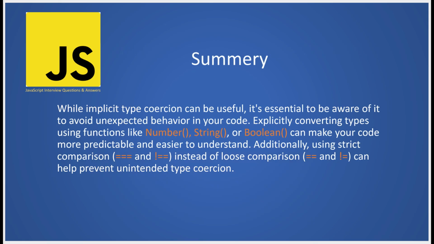As you can see, implicit type coercion can be extremely helpful in JavaScript, making the language more flexible and dynamic. However, it's crucial to be aware of it to prevent any unexpected results in your code. If you want to be explicit about your type conversions, you can use functions like Number, String, or Boolean. And if you want to avoid unintended type coercion in comparisons, using strict comparison operators like triple equals and not double equals can help.